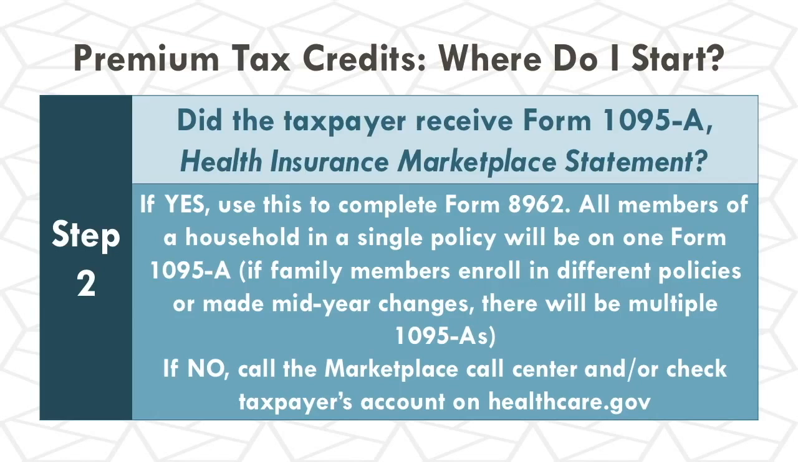If they do have this form, we're going to use it to help us complete Form 8962. All members of the household on a single policy are going to be on one Form 1095-A, but they may have multiple 1095-As if they purchase multiple policies or they made changes mid-year. That's fine. We'll take all the 1095-As, we'll add them up, and we'll include them on one 8962.